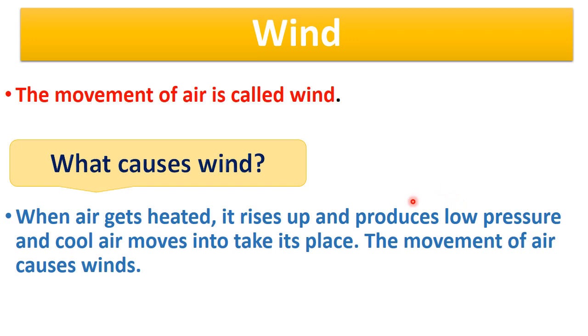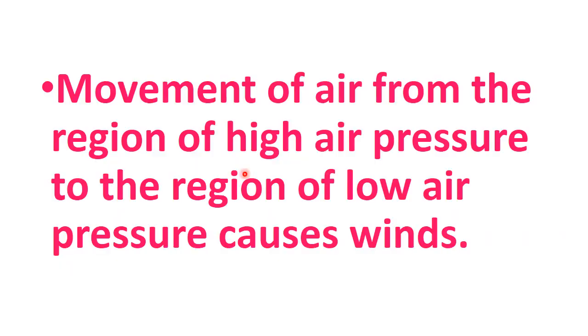So the cool air from the region of high air pressure will occupy this region containing low air pressure. The cool air moves in to take its place. So this movement of air causes wind. So are you clear about the answer to this question? What causes wind? Movement of air from the region of high air pressure to the region of low air pressure causes wind.